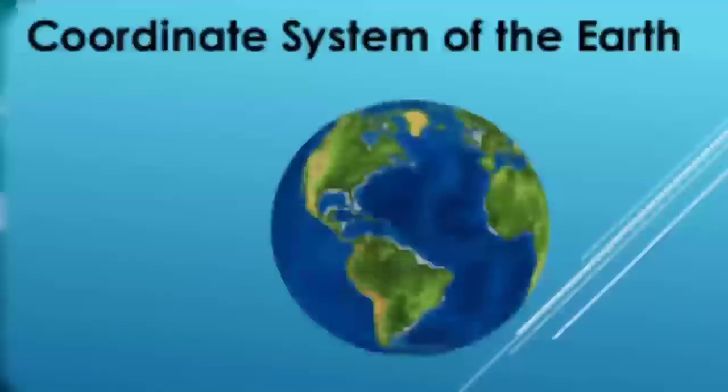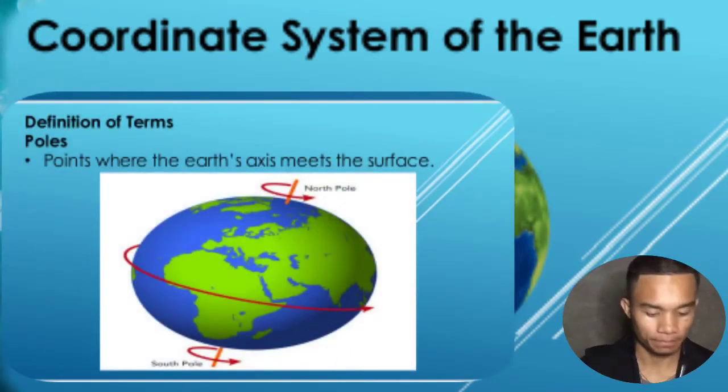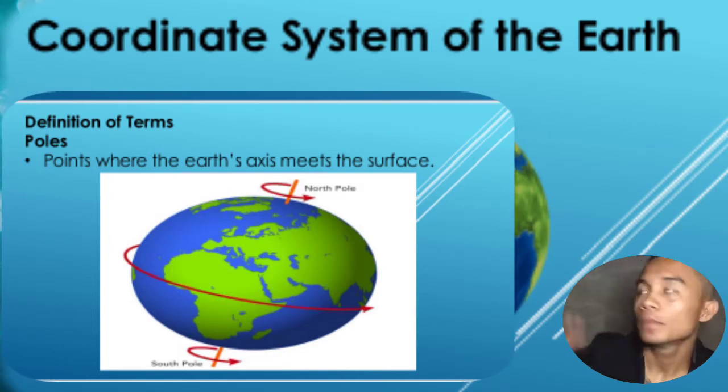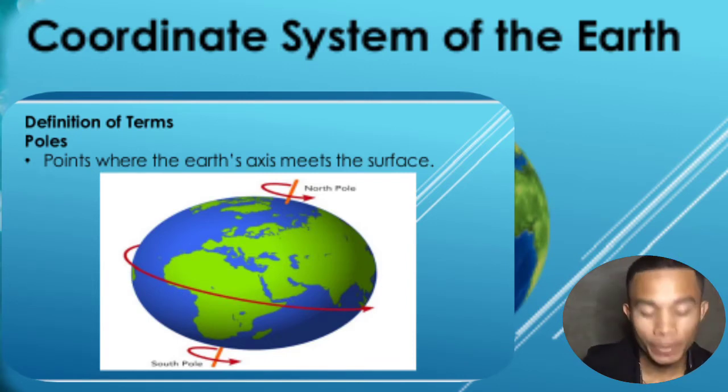We're going to tackle in this video the coordinate system of the Earth. Definition of terms: poles. Points where the Earth's axis meets the surface. Above is the North Pole, and below is the South Pole. In this picture, we're going to talk about the South Pole and North Pole.